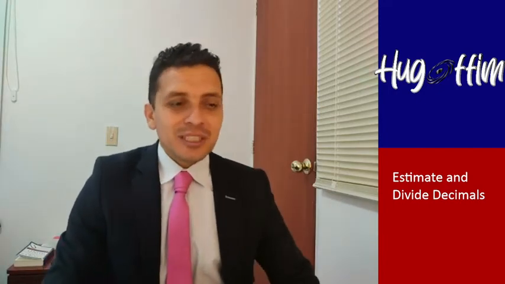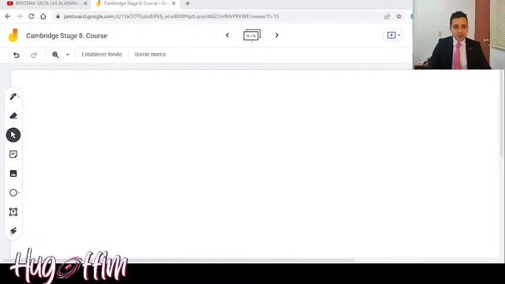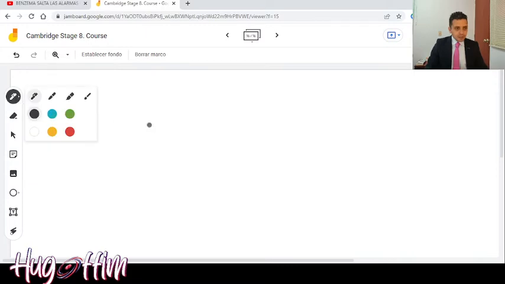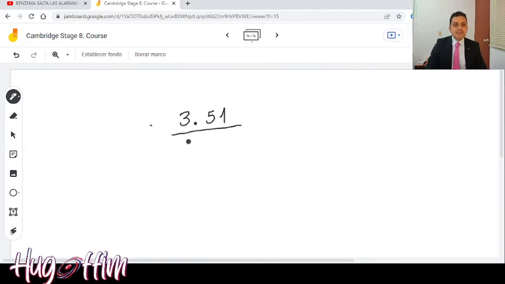So let's see how this works. How we can divide decimals. What is the idea? Let's say that you're going to divide 3.51 divided by 0.3. The first thing you need to identify when you divide two decimals is how you can convert this division of decimals into a division of integers, of numbers. So observe that you're dividing 3.51 divided by 0.3.